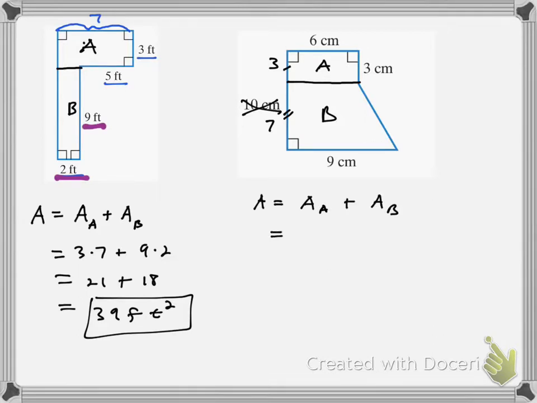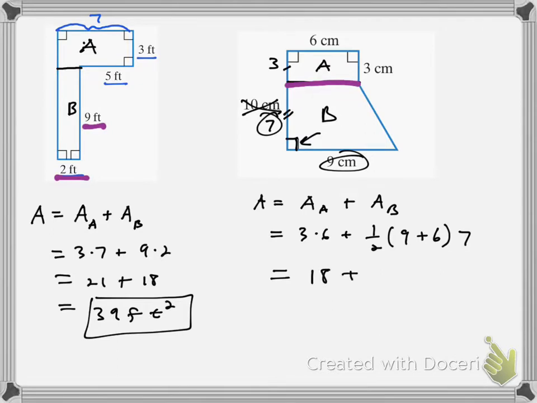Okay, so area of A rectangle looks like it's 3 times 6. Area of B, well, that'd be 1/2 base 1, which is 9, plus base 2, which this is base 2 right here, right? Well, that's 6. It's parallel to that distance, right? So it should be 6. All times the height. Since this is a right angle right here, the height would just be 7 of that whole thing. So this is 18, and then 9 plus 6 is 15.